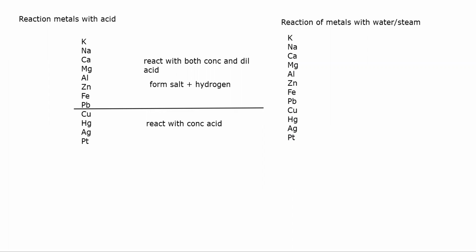So what will be the result when these reactions occur for potassium, sodium, and calcium? They can react with cold water. Cold water is not ice cold water, it's water at room temperature. So they can react with cold water. And what will be the product? It will give metal hydroxide plus hydrogen.